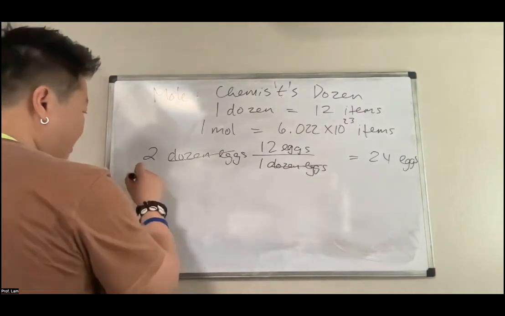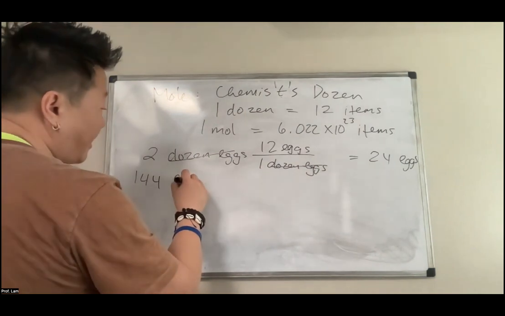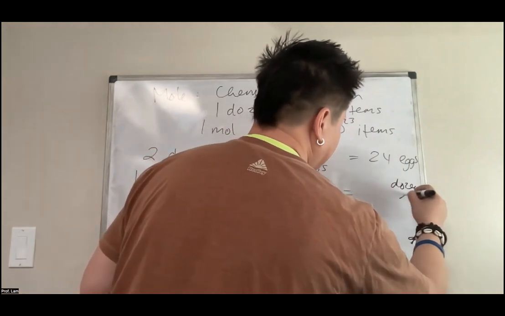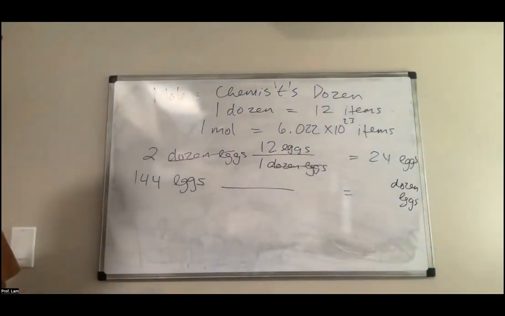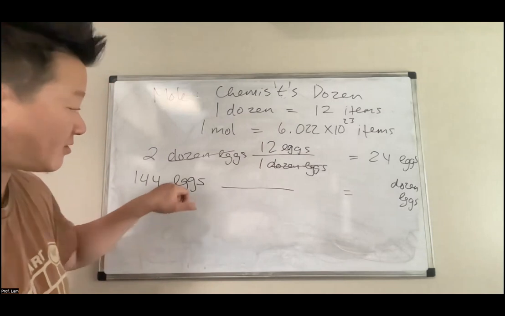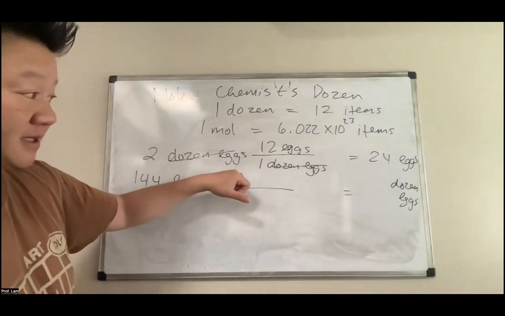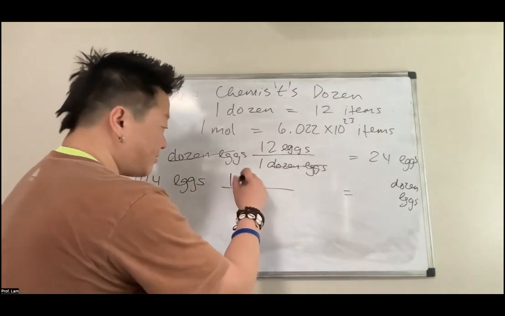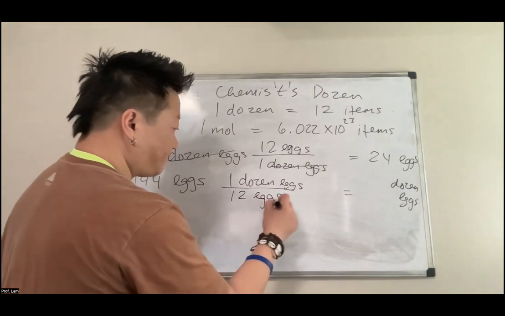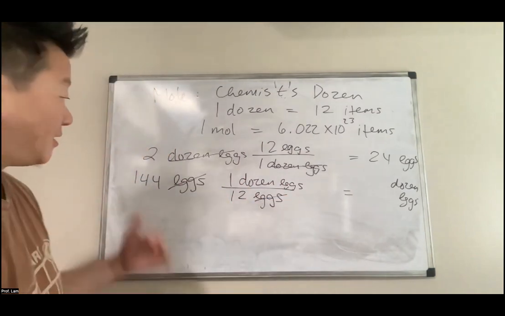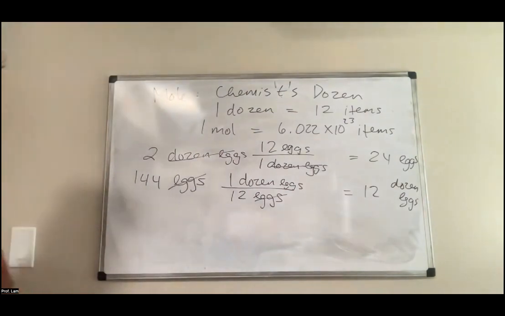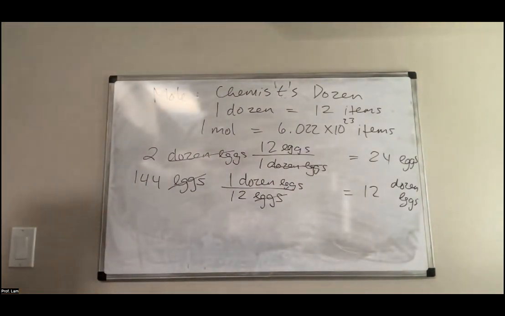Now we can go the other way around. If I have 144 eggs, I'm going to ask myself, how many dozen eggs is that? You're going to use the same equivalency, but now you see that you need to put eggs on bottom so that eggs can cancel, and dozen eggs on top, because that's what you want for your answer. So now 1 dozen eggs is on top and 12 eggs is on bottom. Eggs cancel. 144 divided by 12, you see that it's 12 dozen eggs.